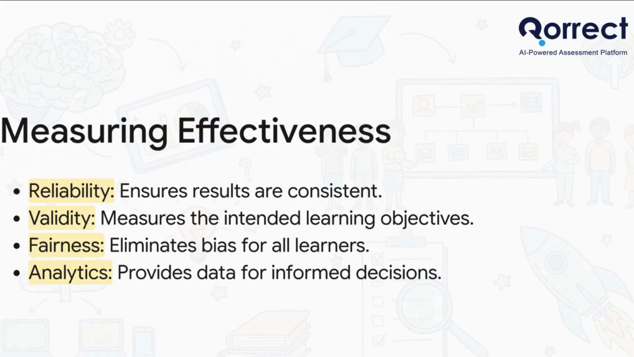First up, reliability. This just means if a student took a similar test a week later, their scores should be pretty much the same. It's consistent. Second is validity. This is huge. The test has to actually measure what it says it's measuring. If you're testing algebra, the questions better be about algebra, not some tricky vocabulary.